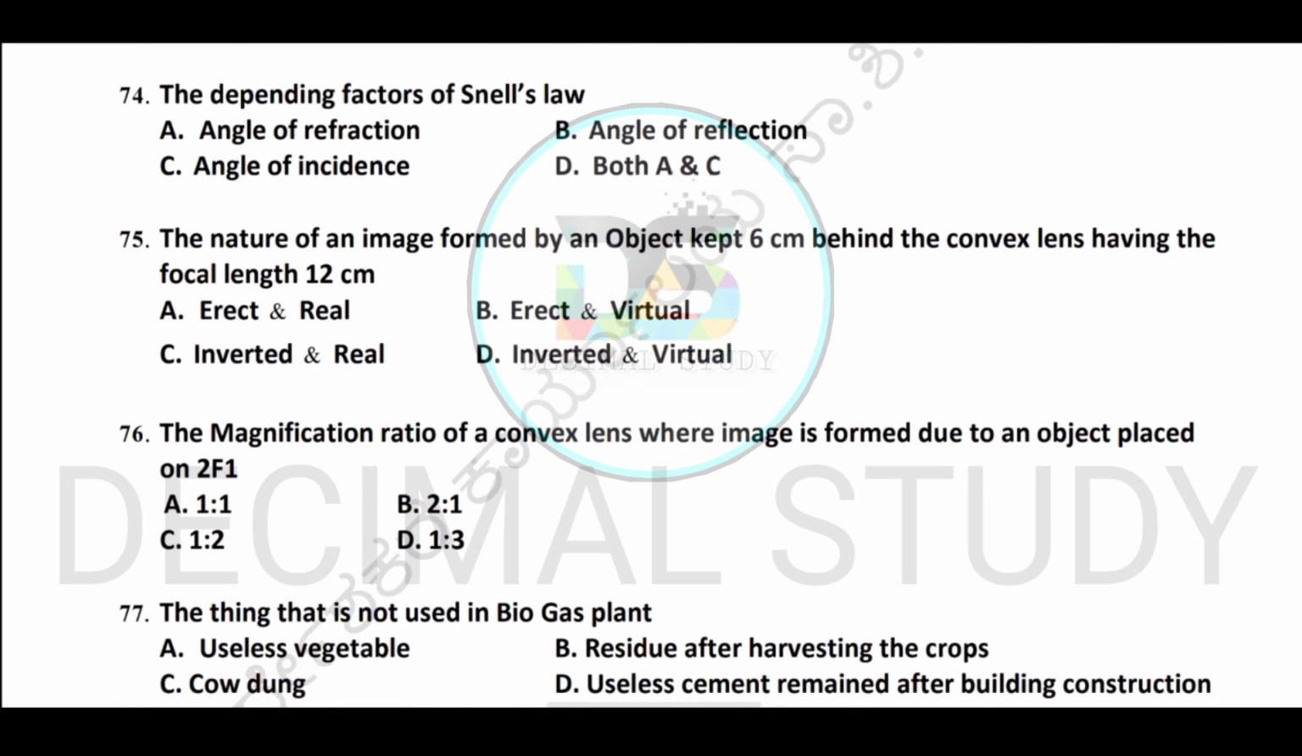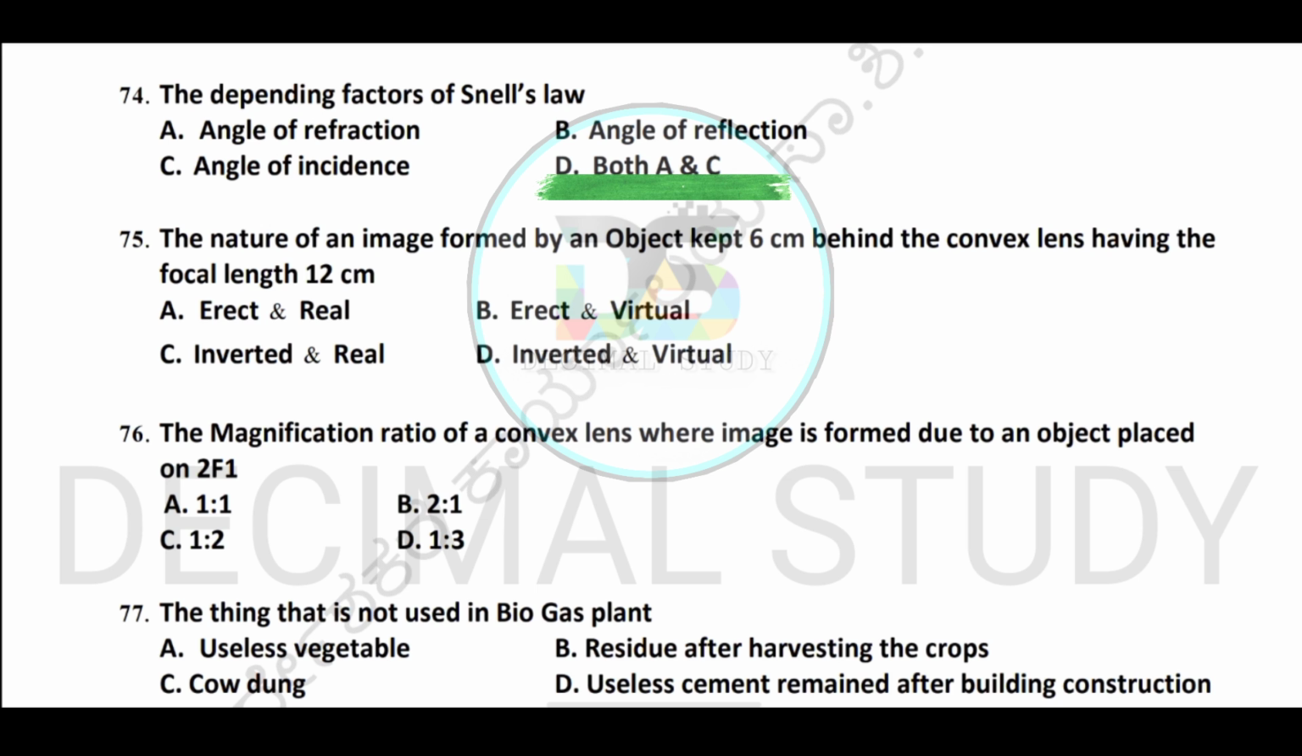Question number 74. The depending factors of Snell's law. Options are option A, angle of refraction. Option B, angle of reflection. Option C, angle of incidence. Option D, both A and C. The right answer is option D, both A and C.